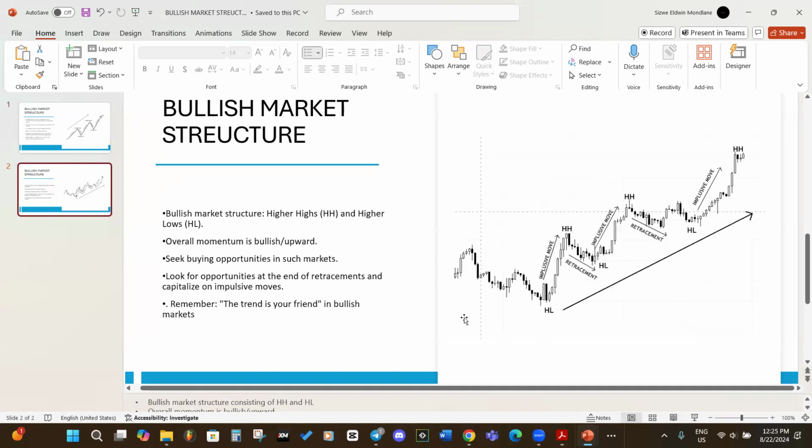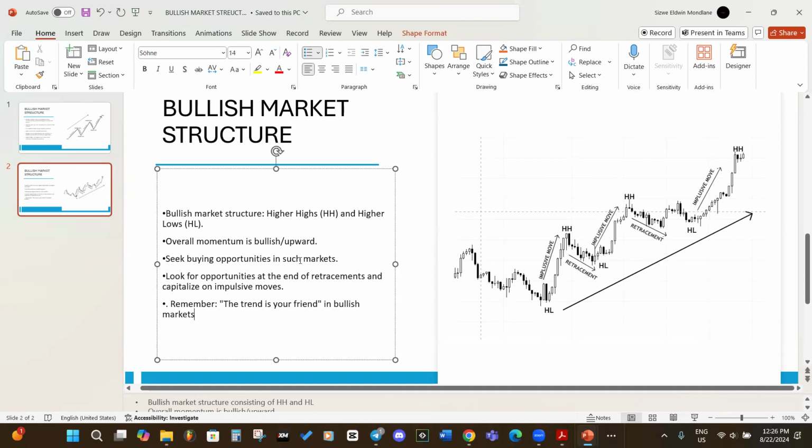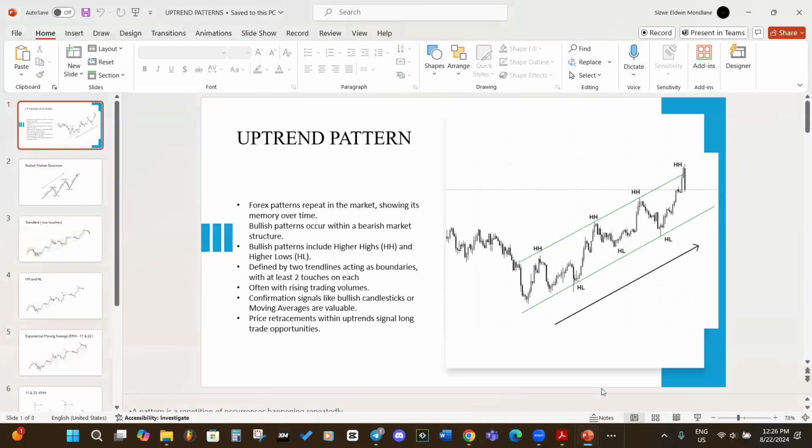All right. So bullish market structures, they result in what we call uptrend patterns.